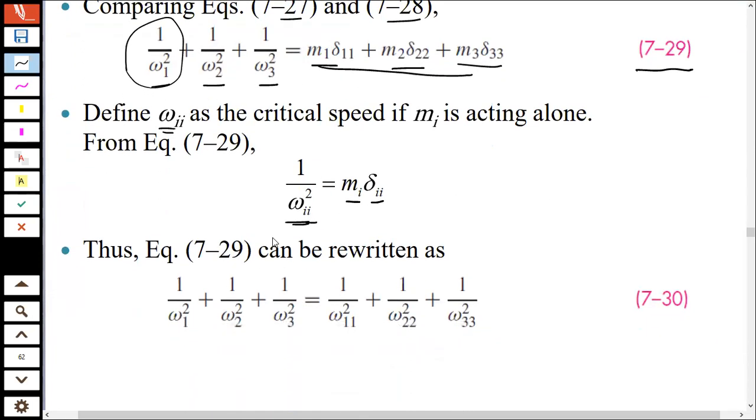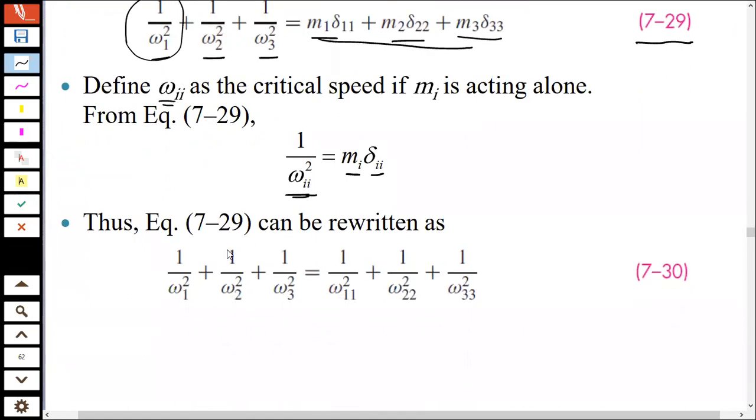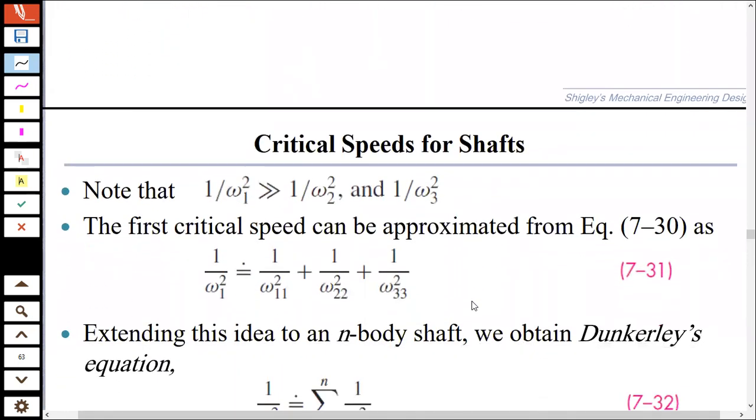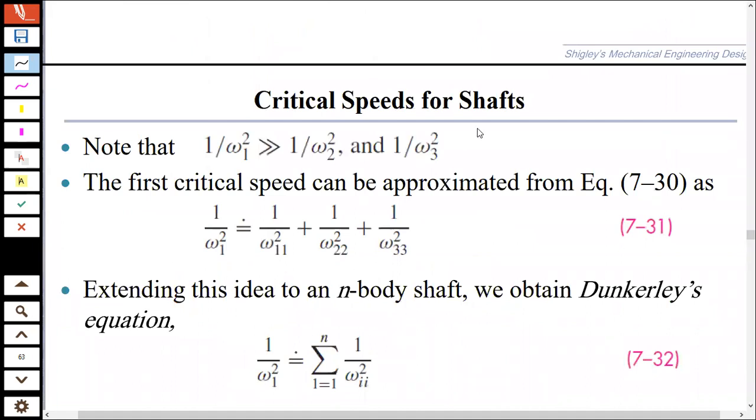So thus 7-29 can be written as 1 over omega 1 square plus 1 over omega 2 square plus 1 over omega 3 square is equal to 1 over omega 11 square plus 1 over omega 22 square plus 1 over omega 33 square. Now, what is critical speed? What is omega 1? That is the first critical speed. Omega 2 is the second critical speed. Omega 3 is the third critical speed.